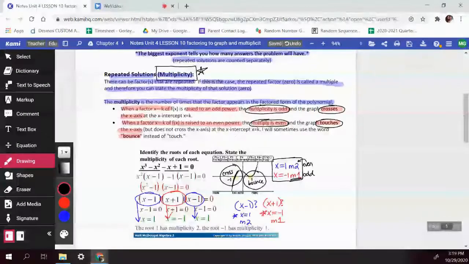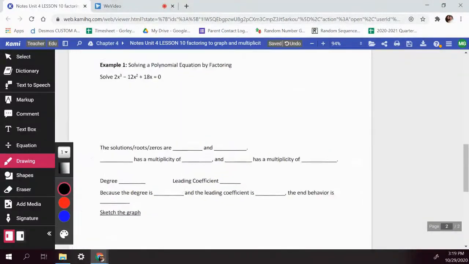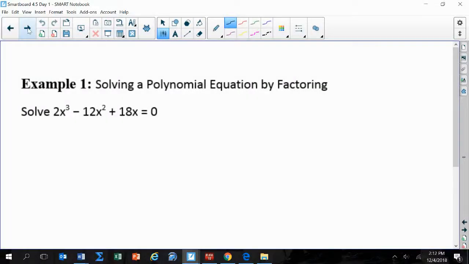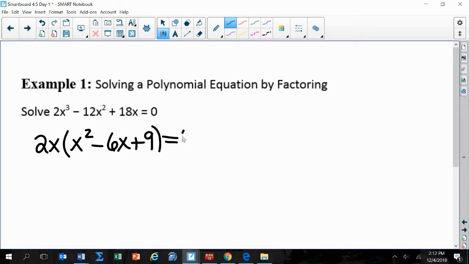All righty. In example 1, it says solve a polynomial equation by factoring. Okay, so that's what we've been leading up to, is solving by factoring. Remember, the first thing you want to always do is factor out the GCF. So here it looks like all of the terms are divisible by 2x. I'm going to divide a 2x out of every one of those. If I divide the first term by 2x, I get x squared. The second term by 2x, we would get minus 6x. And the last term, we would get plus 9.